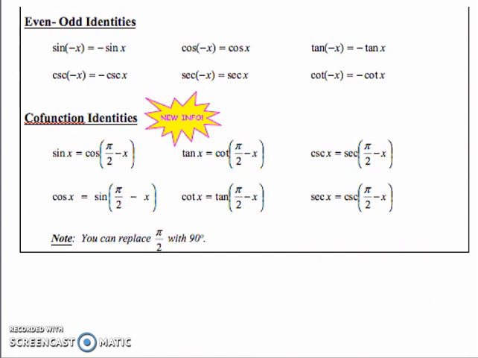The new information here that we haven't seen yet are these cofunction identities. And basically what these are is just an explanation of how these functions can be transformed to become another function. So for example, the cofunction identity sine x equals cosine of pi over 2 minus x. That just means that we could rewrite a sine function as a cosine function if we shifted by pi over 2 units, right? That our sine function would look like a cosine function if we shifted pi over 2 units to the right or to the left. And same goes for all of these. That's where these cofunction identities come from.